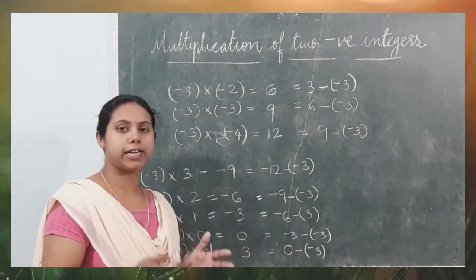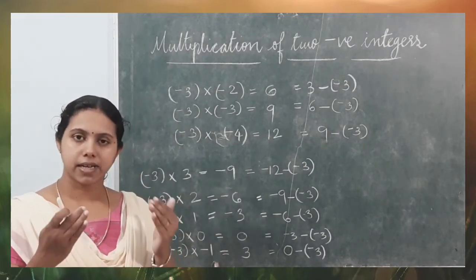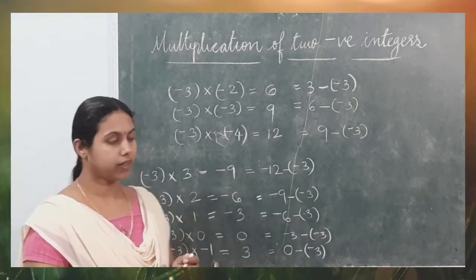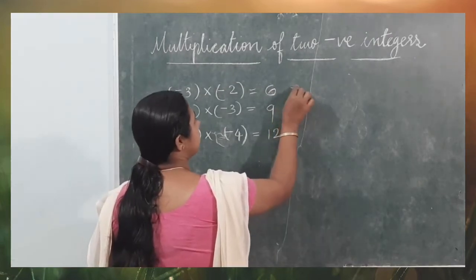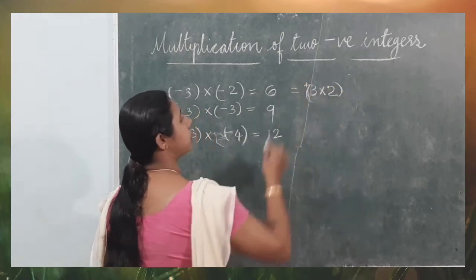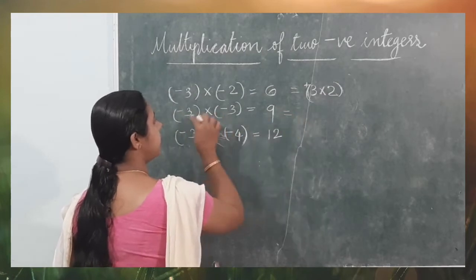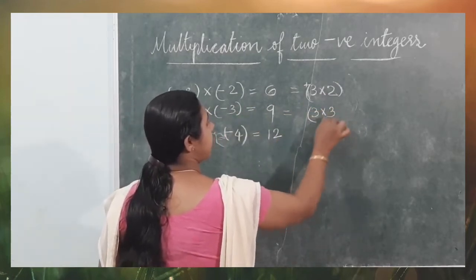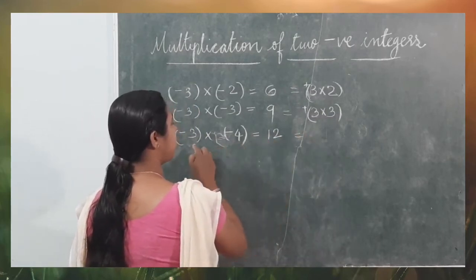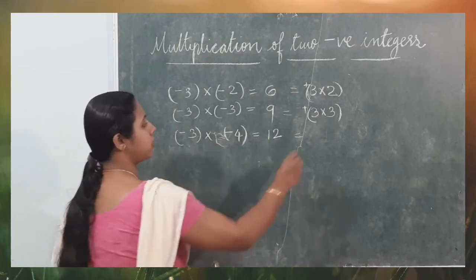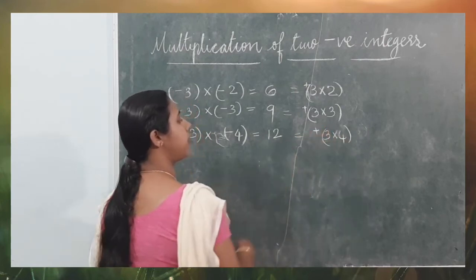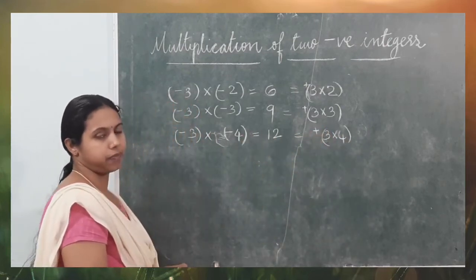So we can conclude that the product of two negative integers is always a positive integer. While multiplying two negative integers, multiply them as whole numbers and put a positive sign before the product. Here 3 into 2, 6, and put positive before the product. Here also 3 into 3, 9, and positive sign before the product. Here the integers multiply as whole numbers. So 3 into 4, put positive sign before the product. So we get positive 12.